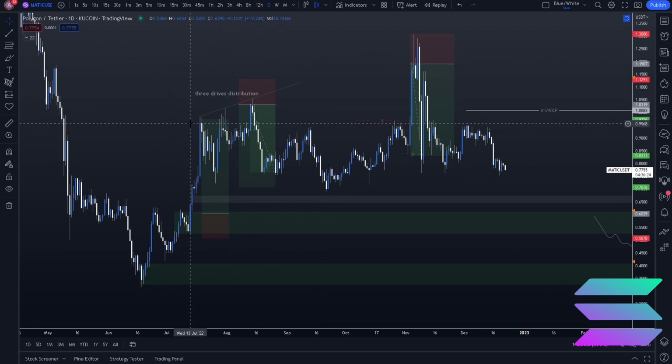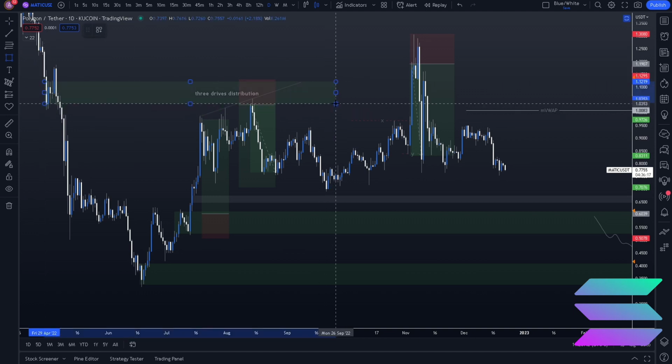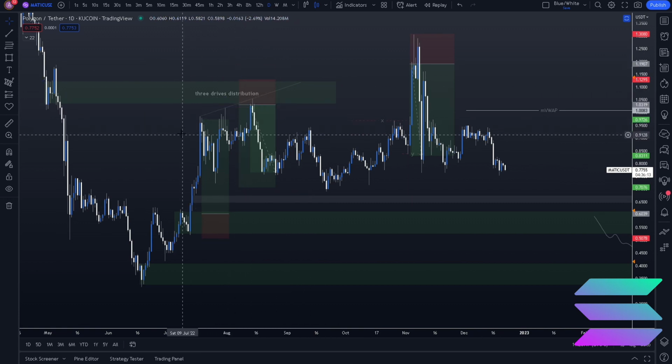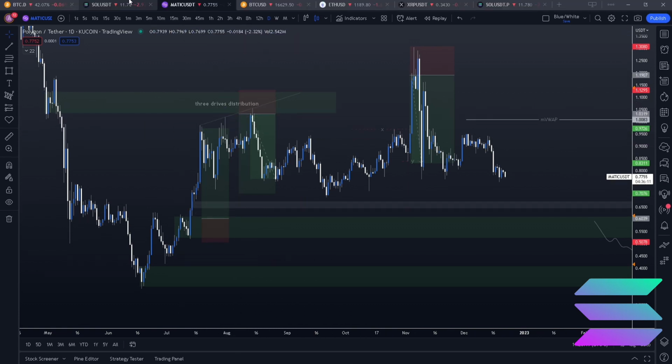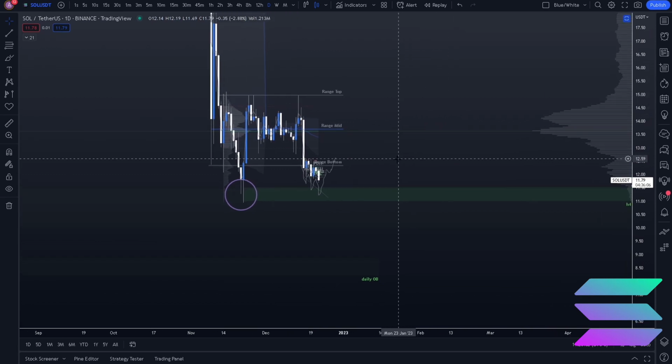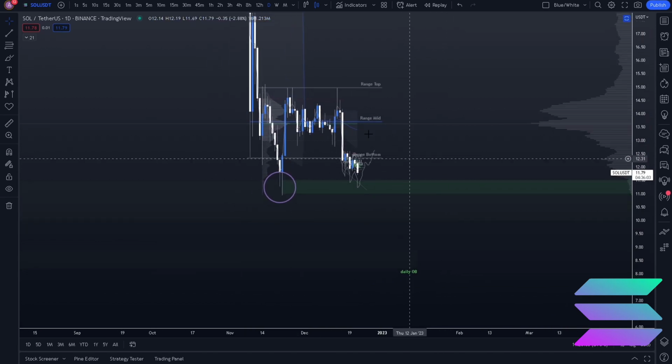So yeah, Matic showed a 3 drives pattern here, tapping into the order block right here, like this. So yeah, I think a distribution into an order block is a fairly confluent trade, but I'll talk to you guys about some other stuff that Solana really has to reclaim to really show some bullish sentiment.